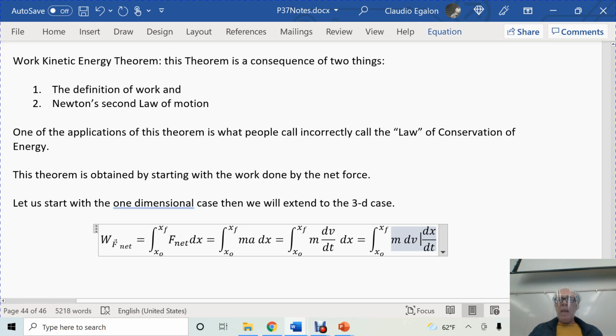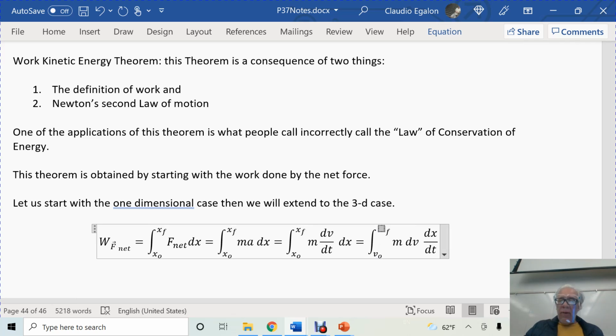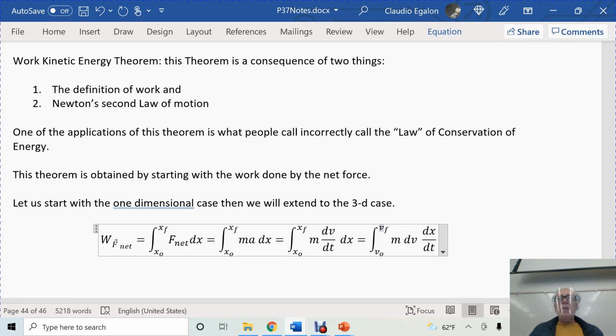I'm still integrating on x naught, but what happens? Now I change it. I still put in the limit x naught to xf, right? But then what did I do? I changed my integrating variable from the x to dv, right? See that? The moment that I change my integrating variable from the x to dv, I have to change my limits of integration as well. Instead of initial position, now it's going to be initial velocity. Instead of final position, it's going to be now final velocity.